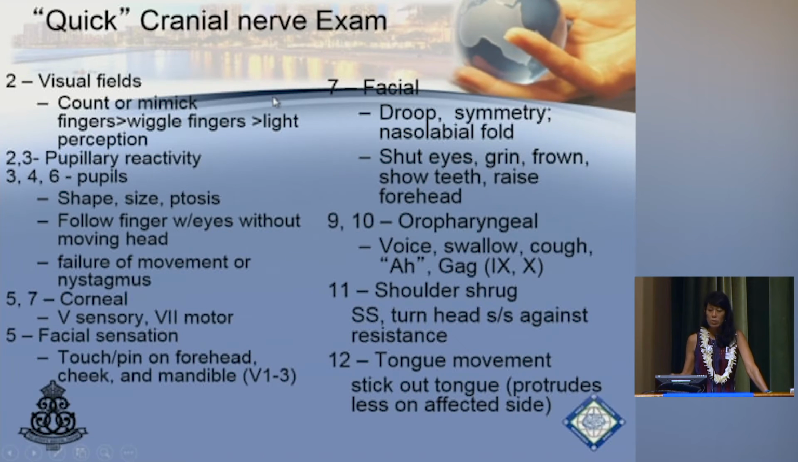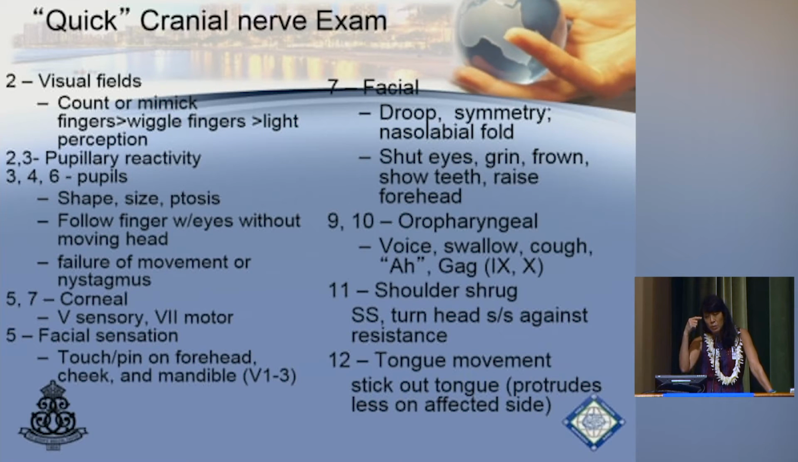So again, the quick cranial nerve exam, just to go through it quickly: we look at the visual fields, we count fingers. Sometimes we have them mimic fingers in the different visual fields. Cranial 2 and 3, we're looking at pupil reactivity to light. 3, 4, and 6, we're having them move their eyes. We're also looking for ptosis, for cranial nerve 3 and also for Horner syndrome.